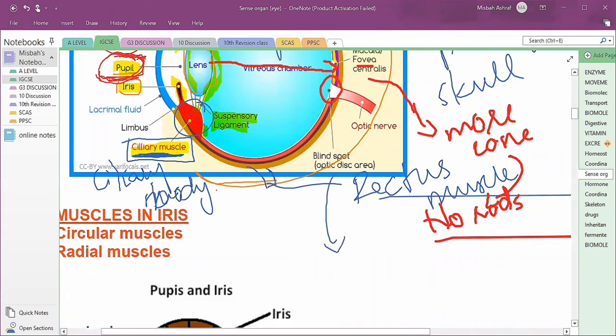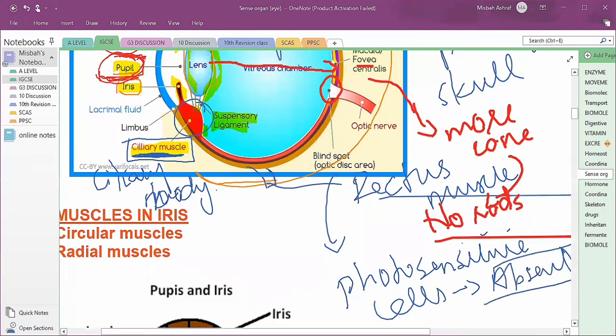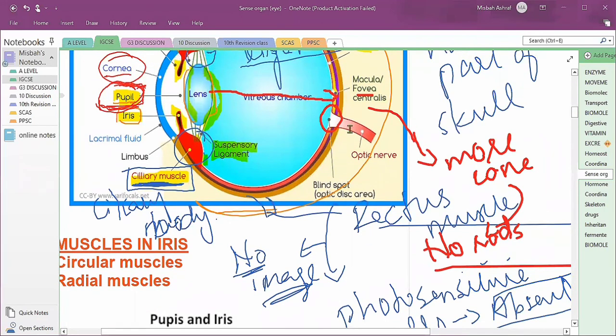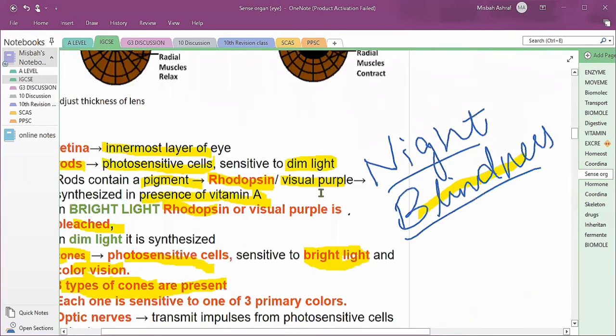Right? Or you can say photosensitive cells are absent at the blind spot. It means that no image is formed. No image is formed at the blind spot, because from this point, messages or nerve impulses have to leave the eye, or they have to move to the brain for the formation of the image. So there is no need of rods and cones here for the formation of the image at this point.